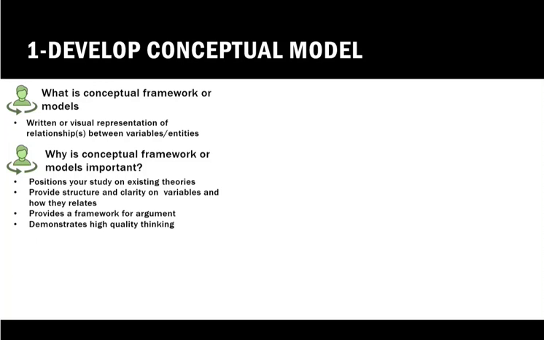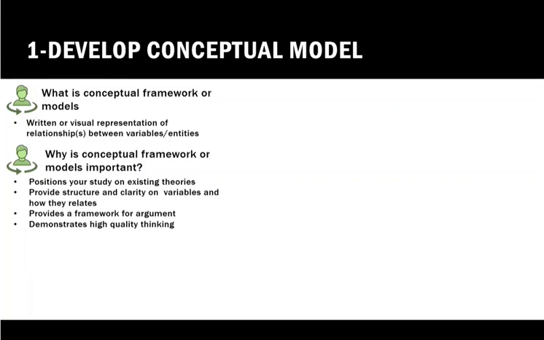So the idea is that you create that framework from existing theory. Again, it provides structure and clarity on the variables and how they relate. So by the time you have them sit on theory, you have identified those variables, and you can see how they relate and how they match up together. Again, it provides a framework for argument, okay?